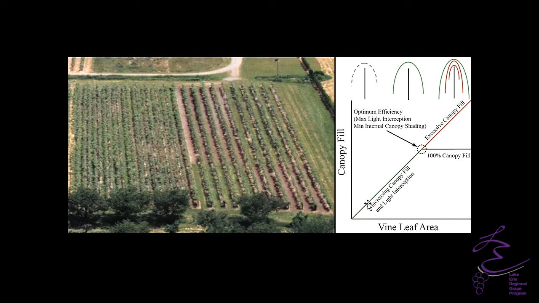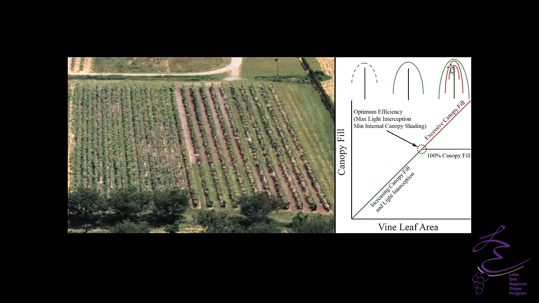So as we increase in canopy growth, we go from a canopy that has a lot of gaps, intercepting less sunlight, to one that is essentially maximally filled without a lot of shaded leaf area, and you're going to get the most productivity out of this kind of vine.